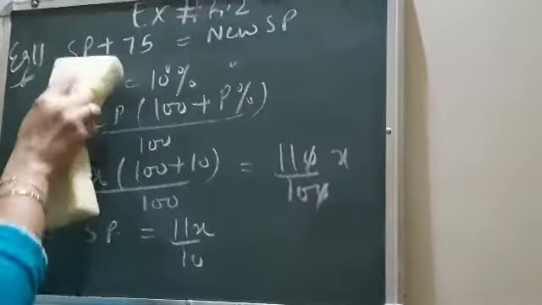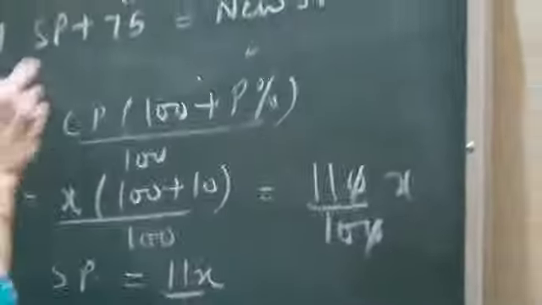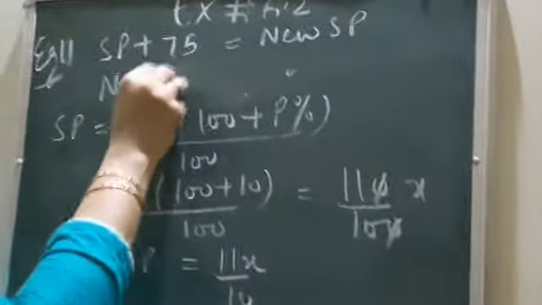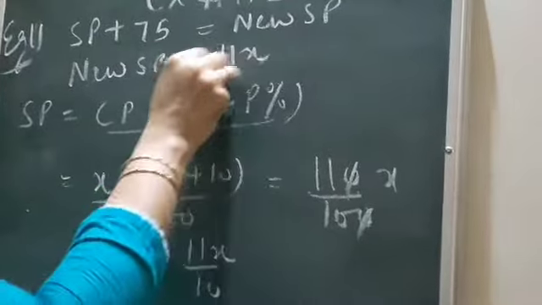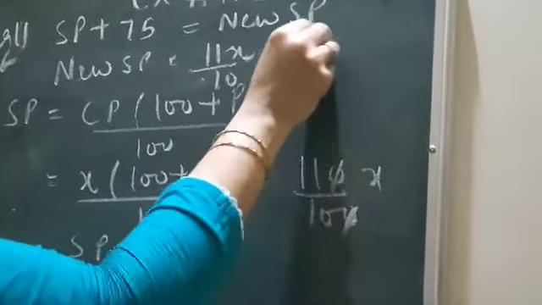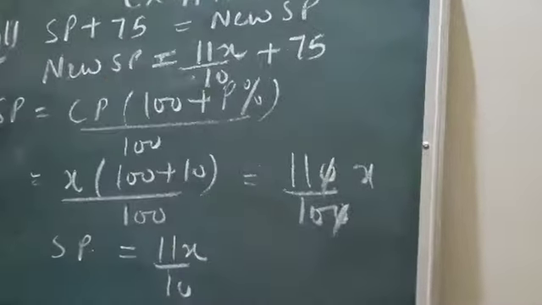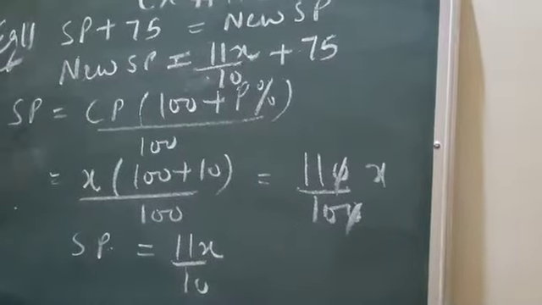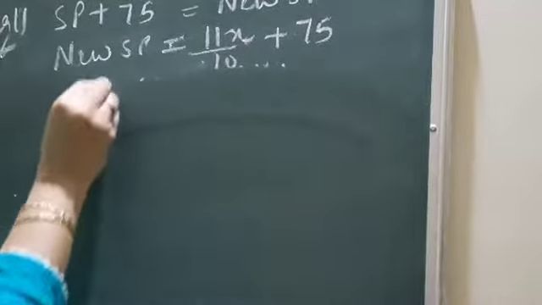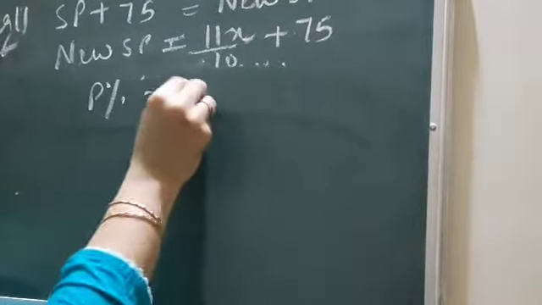That means what is the new SP now? New SP will become 11x upon 10 plus 75. If the new SP were this, he would have got a profit of 16%. How much profit would he get? 16%. Then find, now you have to tell what is the CP.